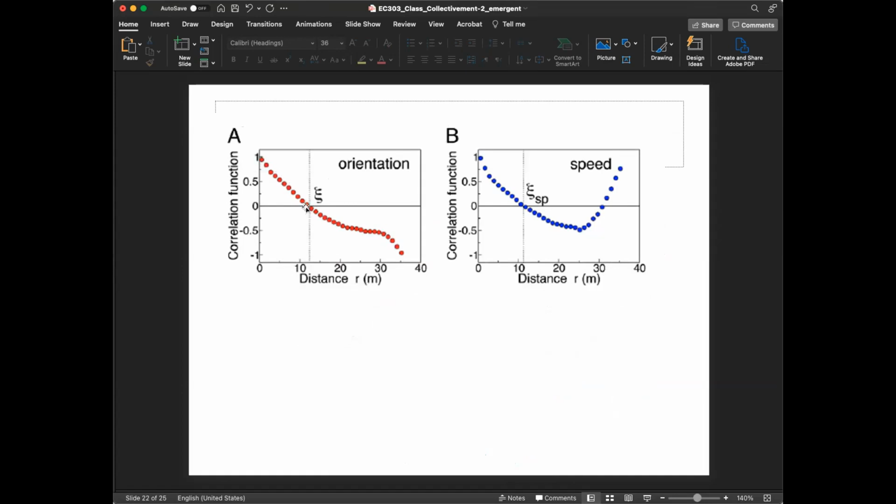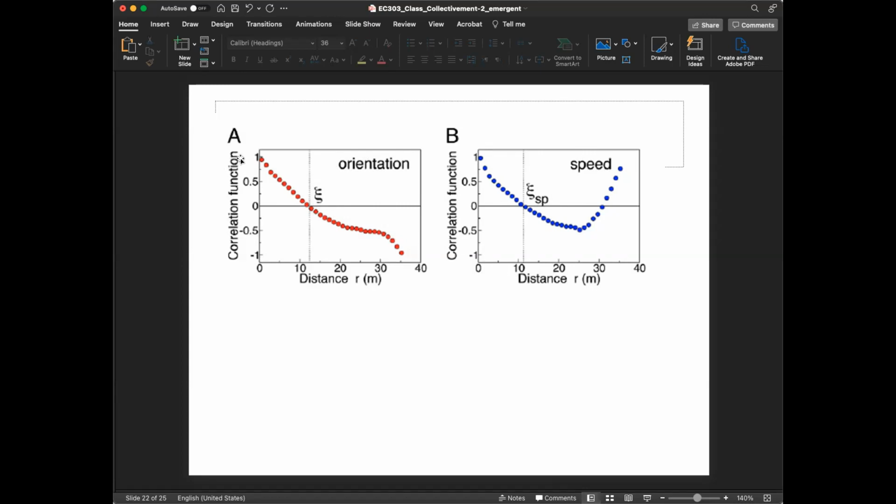They find that it hits 0 at some point. That distance is called xi. They compute a similar parameter when they calculate the correlation function for speeds and when they calculate it for orientation. They compute two different xi values, one for the orientation, one for the speed. They thought both are important because when a predator attacks, not only does the orientation of the birds change in response, but the speeds will also change. So you want to know how much the information about change in speed and change in orientation is propagating.